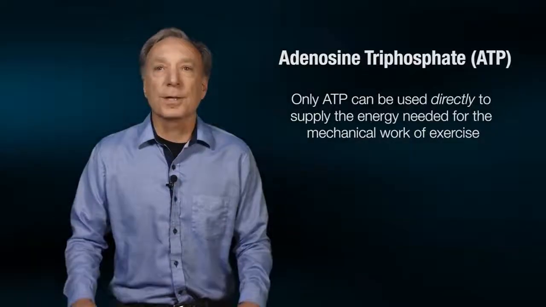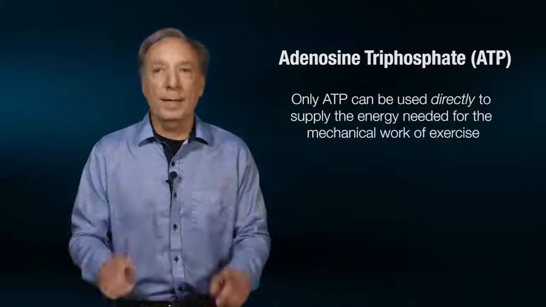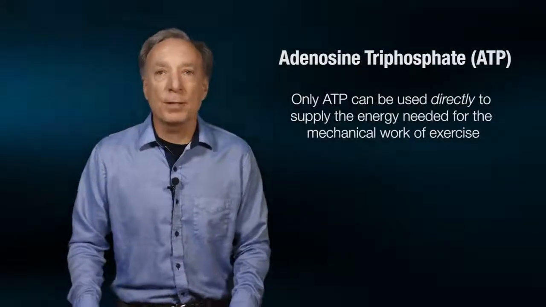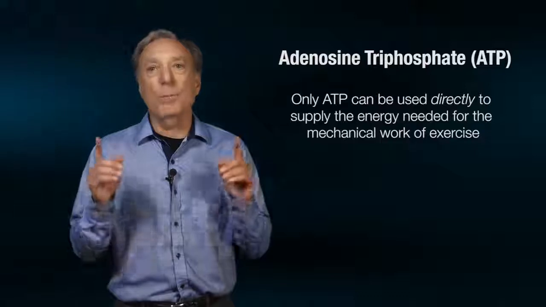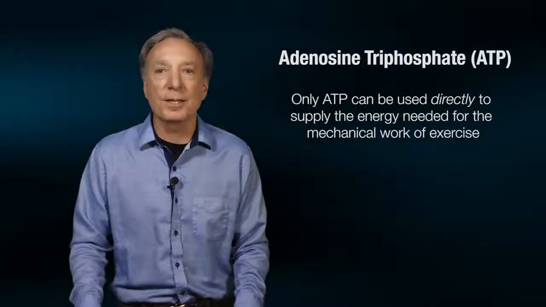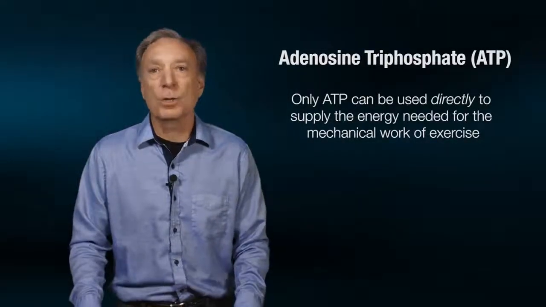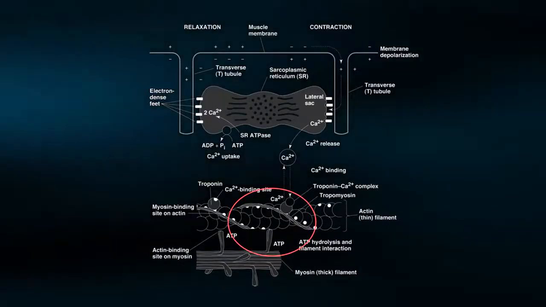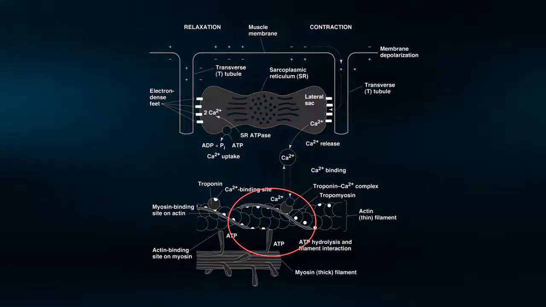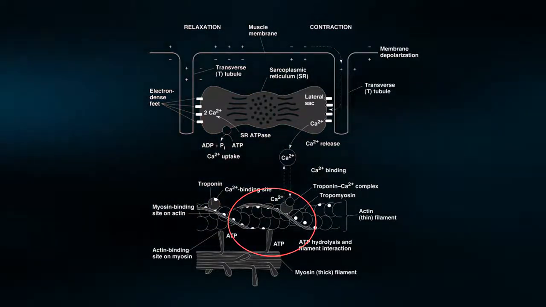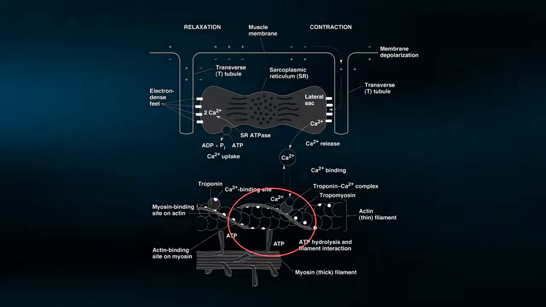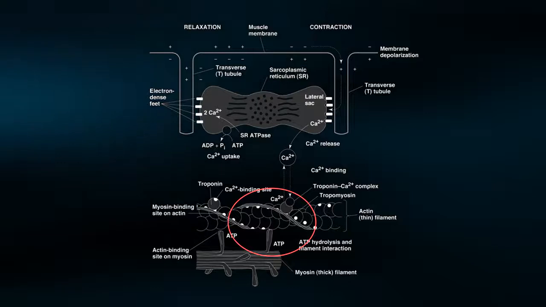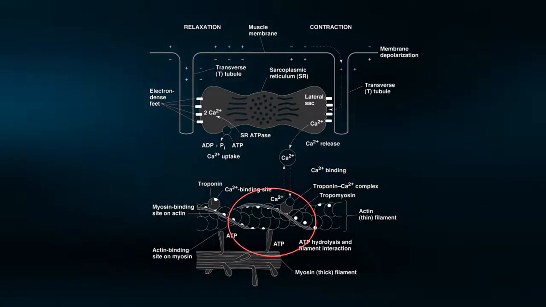Of all the high-energy compounds in the body, only ATP can be used directly to supply the energy needed for the mechanical work of exercise. This is an important concept when it comes to regulating the energetic needs of the body when going from rest to exercise. Shown here is the actual site in muscle where ATP is broken down or hydrolyzed. The energy released allows for the cross-bridge formation between the myosin and actin filaments, leading to the initiation of the power stroke and eventual muscle contraction.